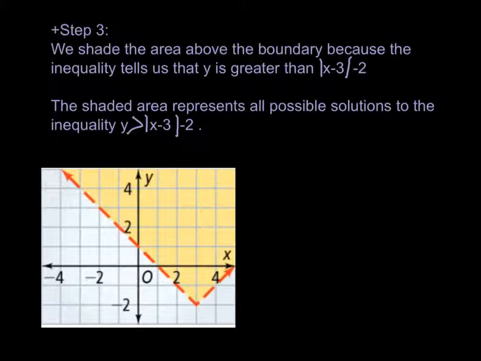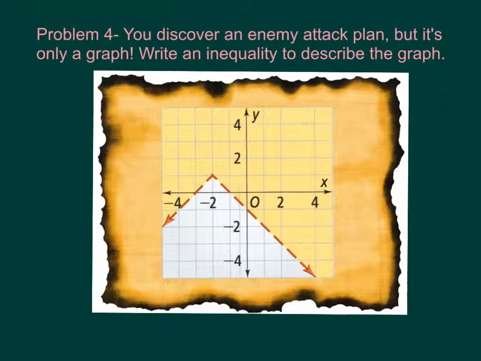And the shaded area will represent all possible solutions to the inequality y > |x - 3| - 2, which is our solution. Or, in this case, the areas we will be stationed to attack. Lastly, while you were scouting, you discover a new map of the enemy's attack plan, but all there is, is a graph. What inequality can be used to describe this map?